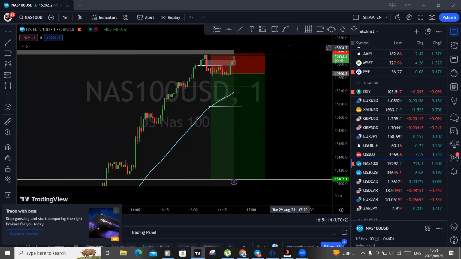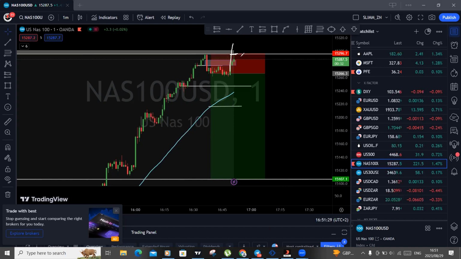Okay, price is about to take us out. Let's see how it goes. So if they extend the high, another setup will form, and this current one will be invalid.